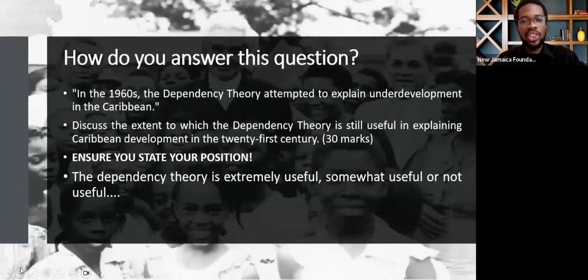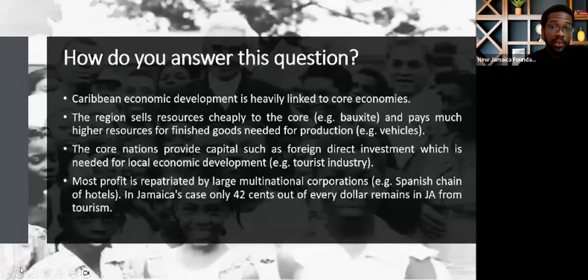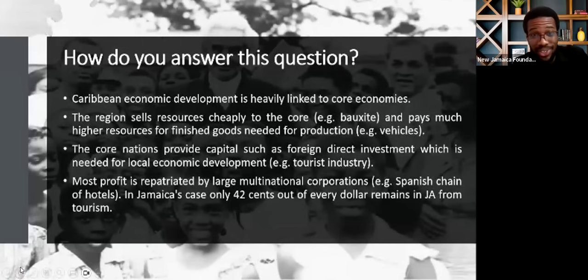The question says you should discuss the extent to which the dependency theory is still useful in explaining Caribbean development in the 21st century. Ensure you state your position. So, for instance, the dependency theory is extremely useful, or it is somewhat useful, or it is not useful to explain underdevelopment to this day. If you're arguing that dependency is still useful in explaining Caribbean development in the 21st century, we have to look at what the Caribbean economy looks like today.